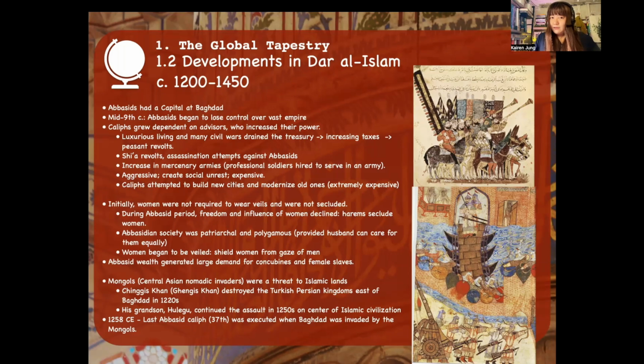So it was aggressive, it created a lot of social unrest, it was expensive, and the caliphs attempted to build new cities and modernize old ones at the same time. It was an extremely expensive time.